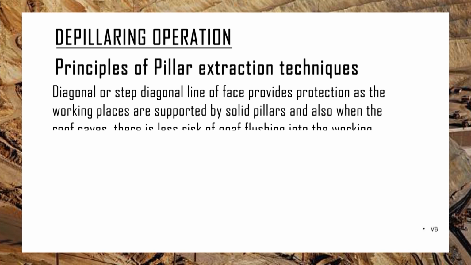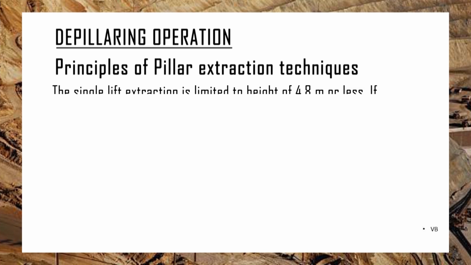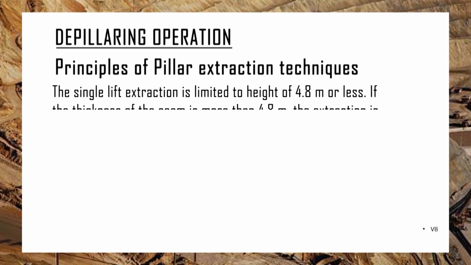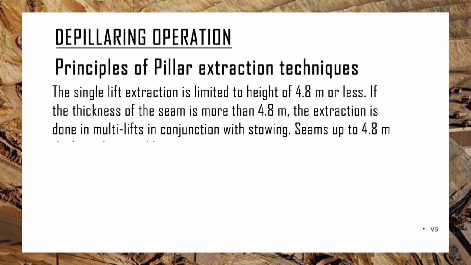Diagonal or step diagonal line of face provides protection, as the working places are supported by solid pillars, and also when the roof caves there is less risk of gas flushing into the working face. Diagonal line of extraction helps in the caving of the roof.